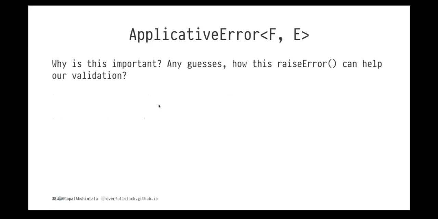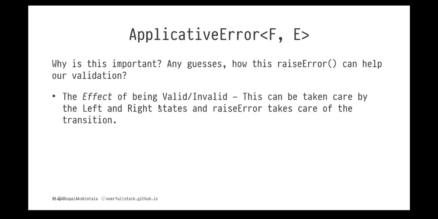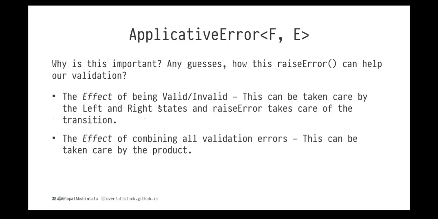See, the effect of being valid or invalid, we already discussed. We have Either, and we also have another type called Validated, which is similar to Either, but has a special property which we're going to discuss next. Representing left and right states, valid and invalid states, is something we just discussed. We can do that with Either. And then there is another thing that we did not discuss, that is combining all the validation errors. This is where the difference between Either and Validated, which I've shown before, is going to make the difference.